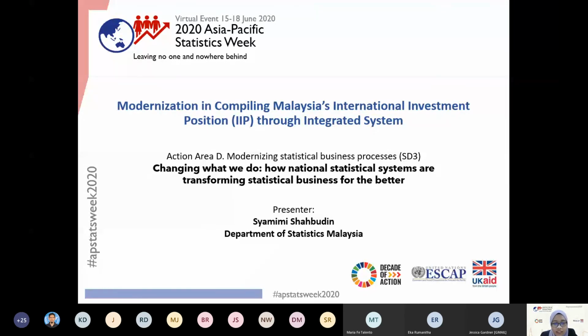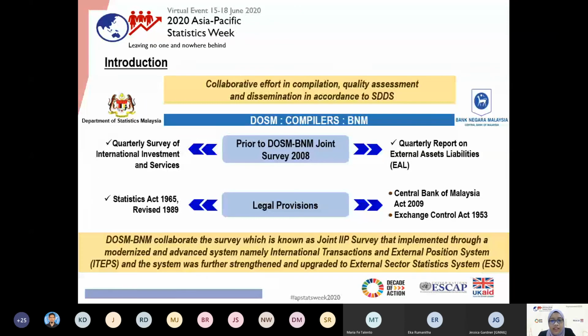So this is the title of my presentation: Modernization in Compiling Malaysia's International Investment Position through Integrated System under Action Area D, Modernizing Statistical Business Process. So for the introduction, in this era of new technologies and modern ways of capturing data, the approaches to modernize the statistical business process have become a challenge and one of the most concerning matters for NSOs. So in this regard, Department of Statistics Malaysia, DOSM, has embarked on the journey of implementing the best practices in obtaining data for compiling the IIP statistics.